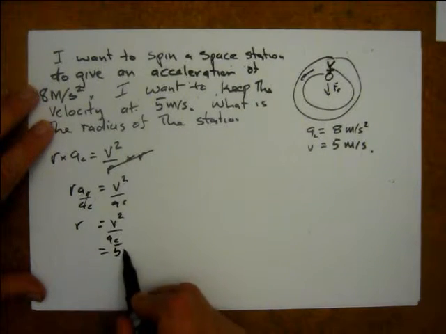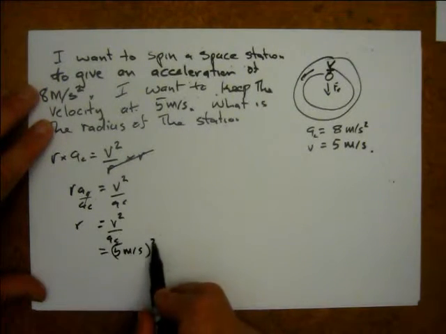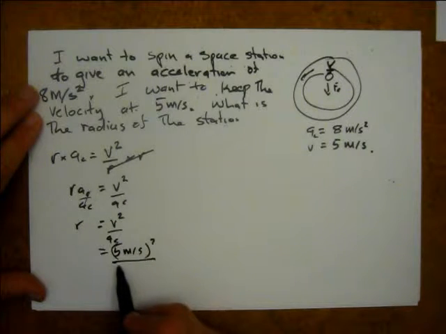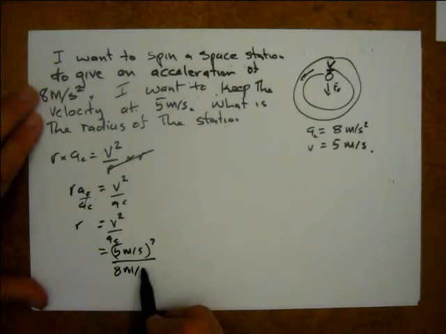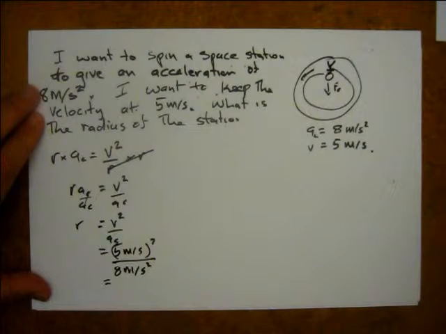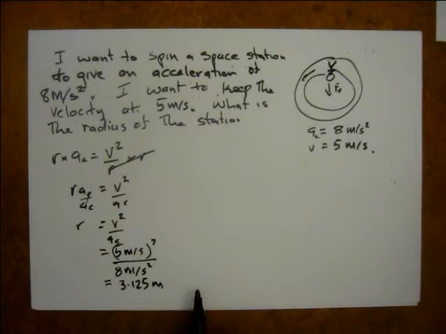which is equal to 5 meters per second squared over 8 meters per second squared. So that's going to be 25 divided by 8, 3.125 meters. Okay, well, that answer is correct. That would not be a good space station. That would be a tiny space station. I suppose that would actually be about the size of the inside of Skylab. So yeah, I mean, you could technically spin it.